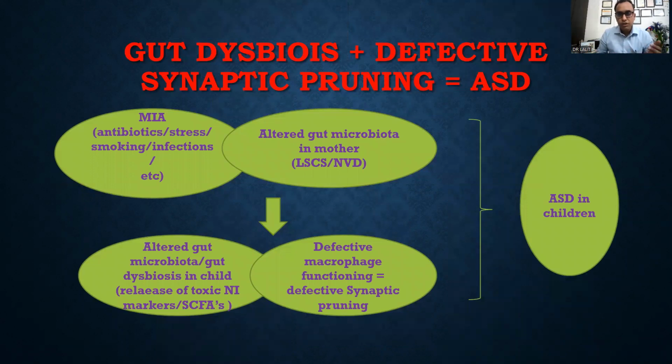MIA, maternal immune activation, alteration in the gut microbiota, the type of delivery, lack of breastfeeding, NBD, causes alteration in the gut microbiota in the child, which can cause the cascade: defective macrophage functioning causes defective synaptic pruning, and the appearance of an ASD phenotypically in the child.